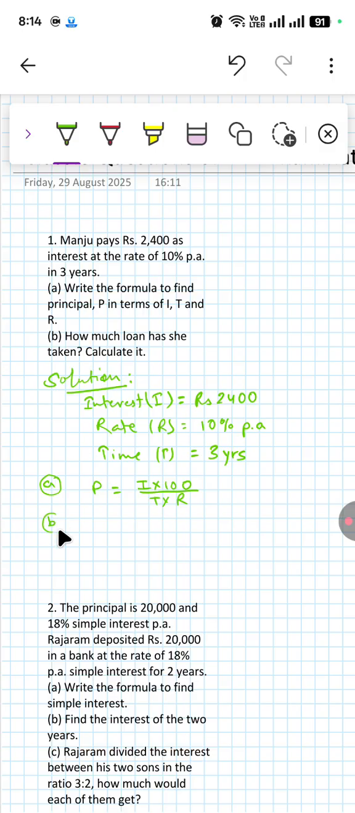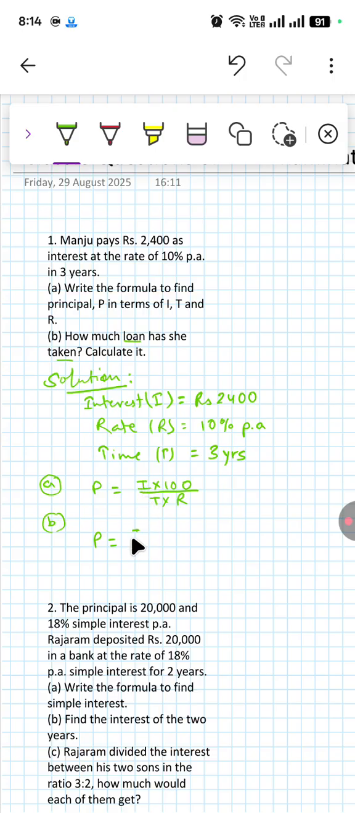Similarly for question number B, how much loan had C taken? So we have to find out this principal. The first amount that is taken as a loan, or the first amount that we give to somebody, that is called principal. So here the loan is the principal. So the amount which C has taken is the principal. That is why we have to find principal. So the same formula will apply.